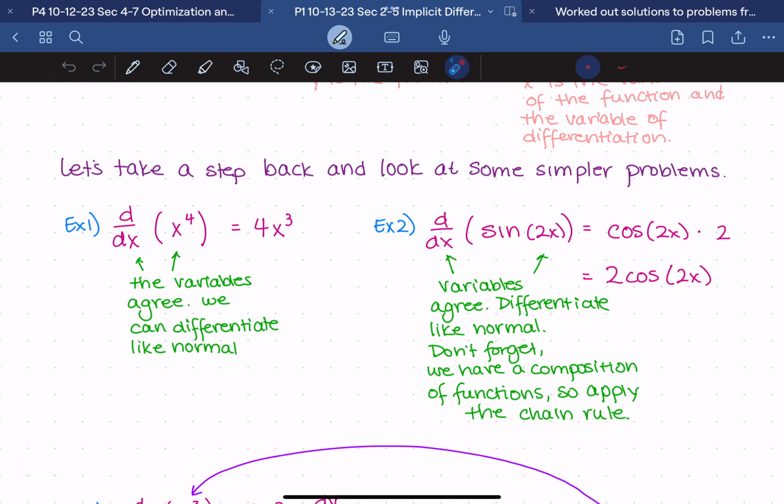Let's take a step back and look at some simpler problems. If I want to take the derivative with respect to x, and x is the variable in my problem, it's good to go. The variables agree, so we just differentiate like normal. We can use the power rule for this one. Same thing with this one: we're differentiating with respect to x, and x happens to be the variable of the problem. The variables agree, so you just take the derivative like normal. In this case, remember, we have to use the chain rule, so that's why that 2 is out there.